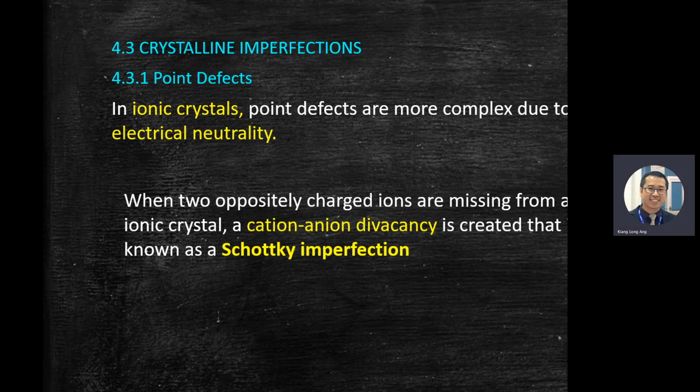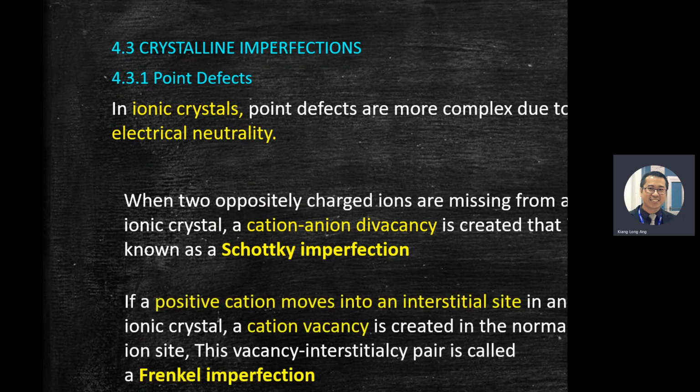So you can see there are two types of imperfection here on the screen. One is called Schottky, one is called Frenkel. One is a space, one is an additional atom. It's like the two types of imperfection that we saw just now. So this one is the definition for these two types. Okay, you read on the slide, sir.